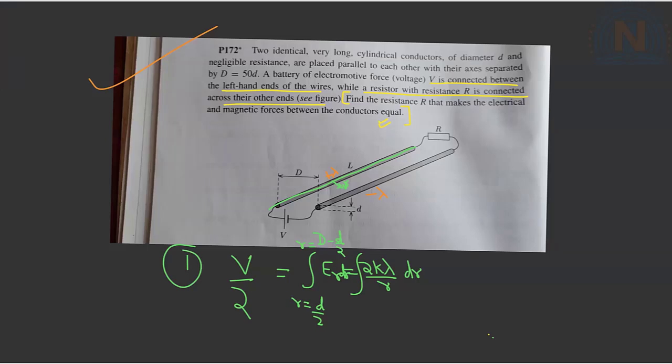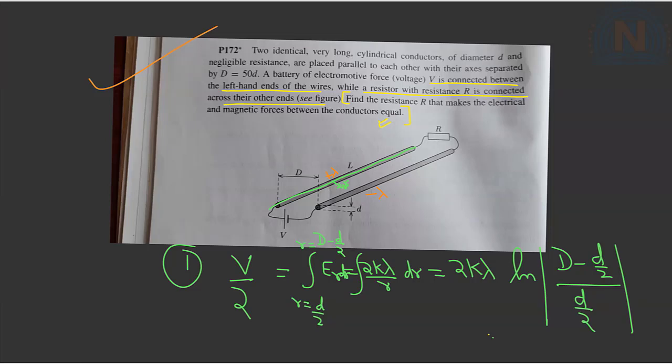The second one's contribution will be the same, which means minus lambda will also contribute the same. The contribution of plus lambda from this point to this point and minus lambda is the same, so I directly took lambda by V by 2. Now it is more about substituting the limits properly. So I'll have 2k lambda ln of (d minus d by 2) upon small d by 2.